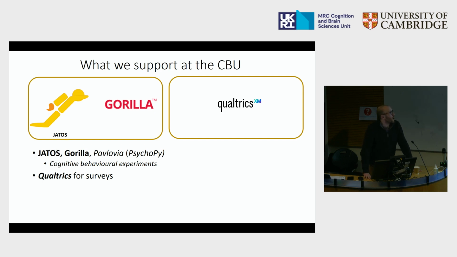So the big ones, a lot of you may know this, but for those that aren't aware, at the CBU, we do have JTOS, which is just another tool for online studies. I'll discuss these more on the next slides. We have Gorilla, which is another platform that we have a site-wide license for. And then if you're interested in surveys, the University of Cambridge also has a Qualtrics license. So all these three things are available to you if you want to use them.